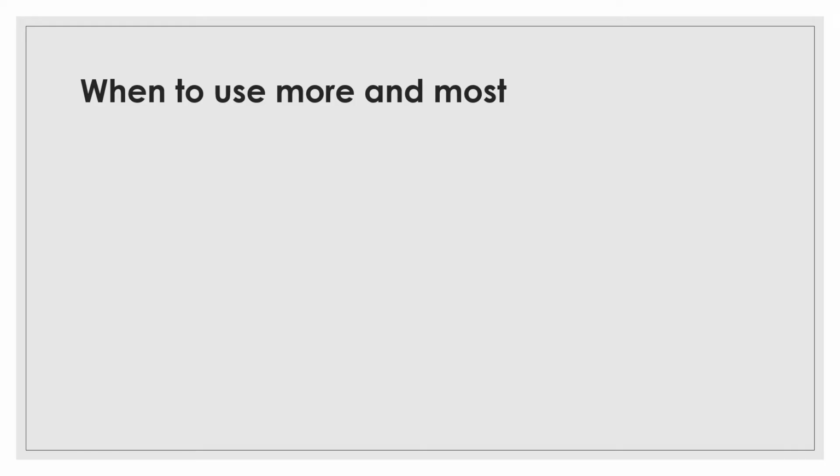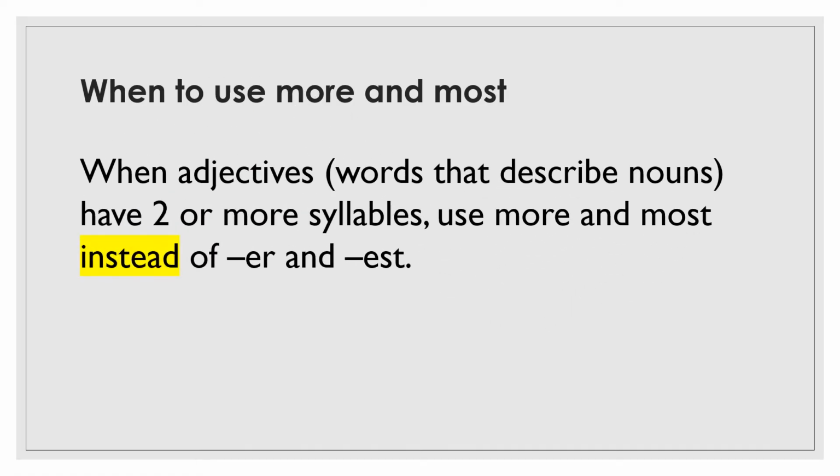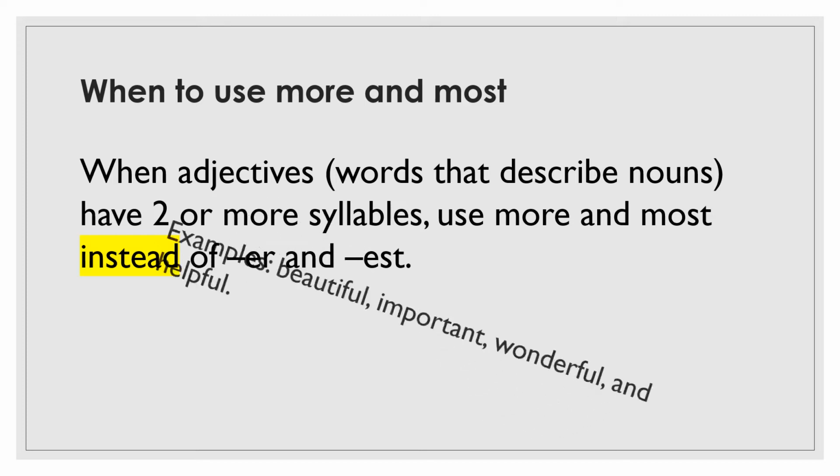Now, when we are comparing using more and most, adjectives that have two or more syllables use more and most instead of ER and EST. That's what we were using before. We had bigger, wider, prettier, smallest, biggest, prettiest. Those are all one-syllable words. So when you have adjectives that are more than one syllable, you don't use ER and EST. Instead, you use more and most.